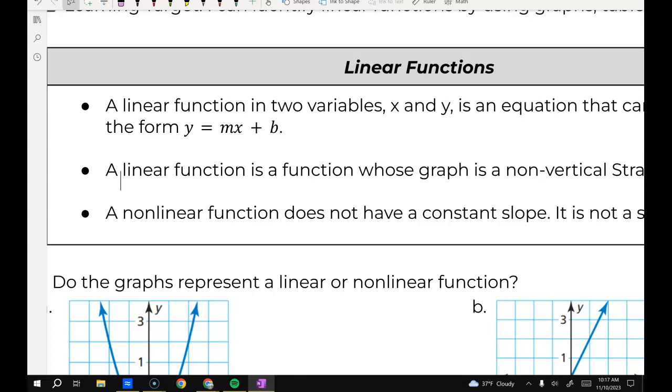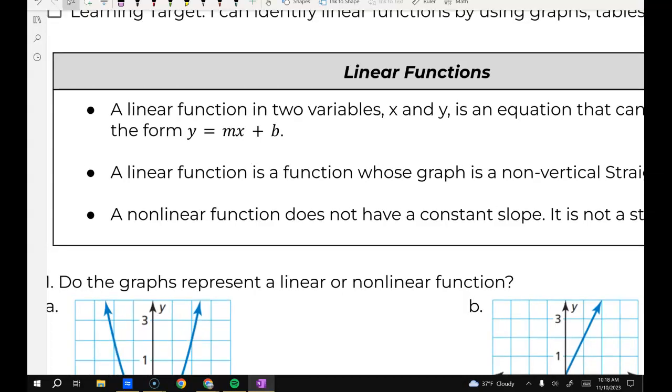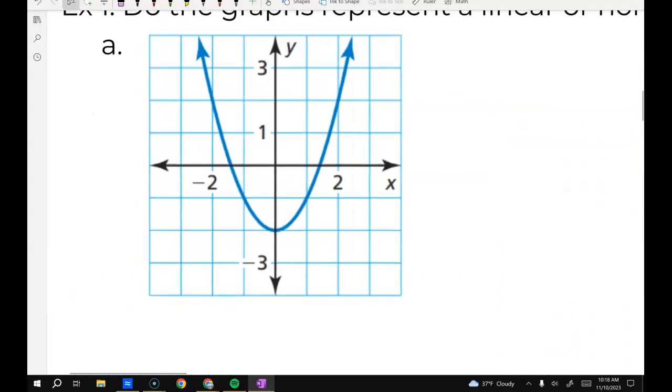A nonlinear function does not have a constant slope or a constant rate of change. So if you're going up a hill, just up a diagonal line, you're always going to be walking up at the same pace. If you're walking down a hill, you're walking always at the same pace. That's what we mean by rate of change. You're going up or you're going down by the same amount. You'll see in the first example, we can actually just go to the first example now, example 1a.